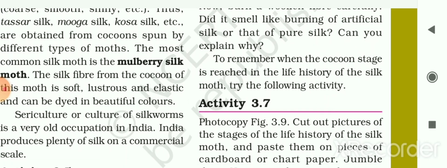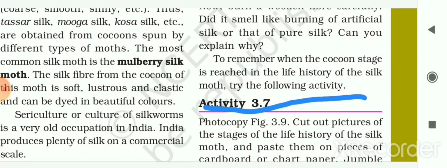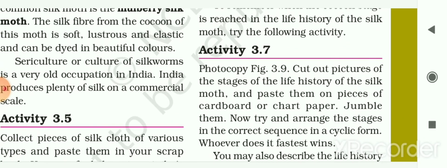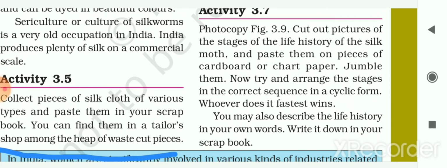Now, to remember when the cocoon stage is reached in the life history of the silk moth, try the following activity. So activity 3.7 is given to you. Photocopy the figure 3.9 and cut out pictures of the stages of the life history of the silk moth and paste them on pieces of cardboard or chart paper. Now jumble them and then try and arrange the stages in the correct sequence in a cyclic form. Whoever does it fastest wins. You may also describe the life history in your own words and write it down in your scrapbook.